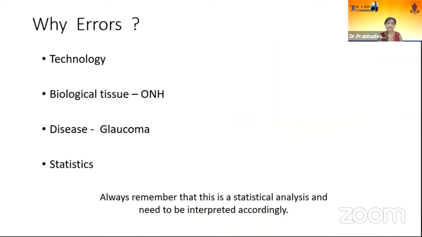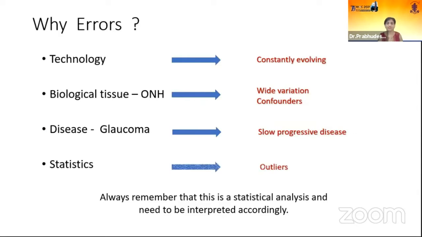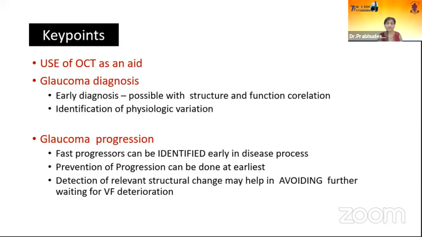So why are there some errors? Because it is a technology, it is constantly evolving. What we are scanning or imaging is an optic nerve head, which is a biological tissue, and it has a wide variation. There are many confounders. Glaucoma is a slow progressive disease, hence we don't know whether progression is there or it is just some variation. And because it is statistics, there can be outliers. So always remember that this is a statistical analysis and we have to interpret it accordingly.